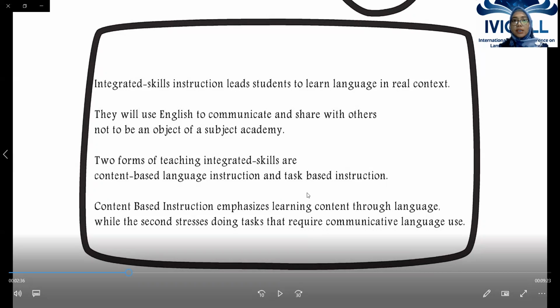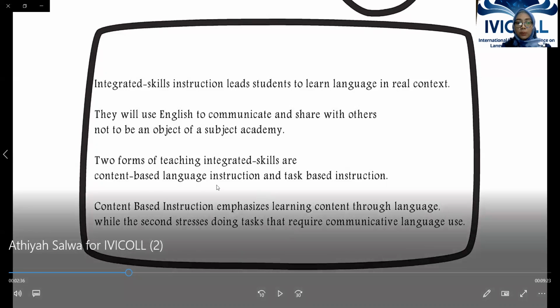Content-based language instruction is valuable at all proficiency levels, but the nature of the content might differ by proficiency level. In content-based instruction, for beginners, the content often involves basic social and interpersonal communication skills. But past the beginning level, the content can become increasingly academic and complex. This is for content-based instruction.